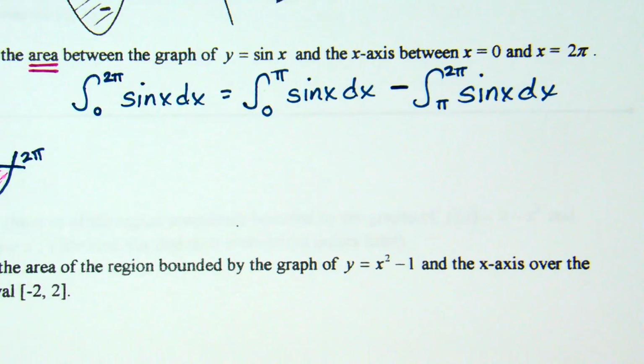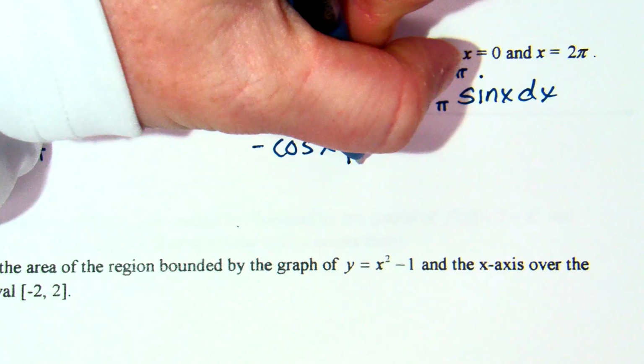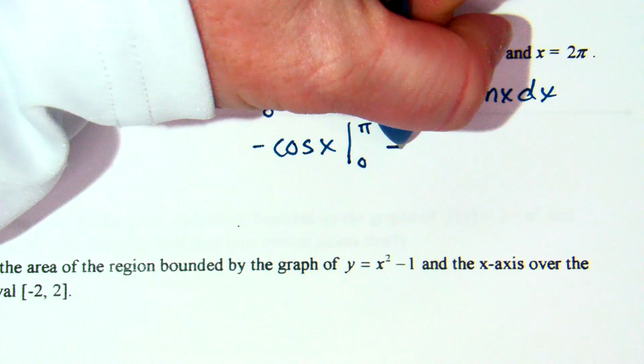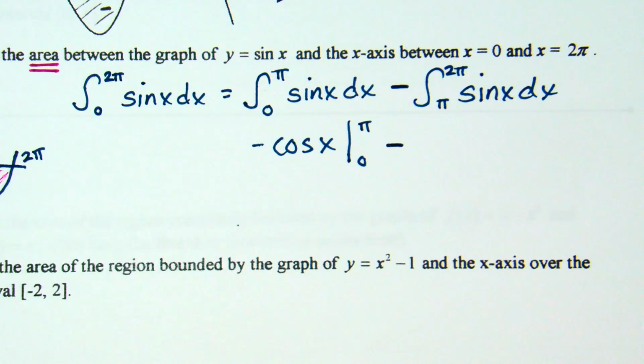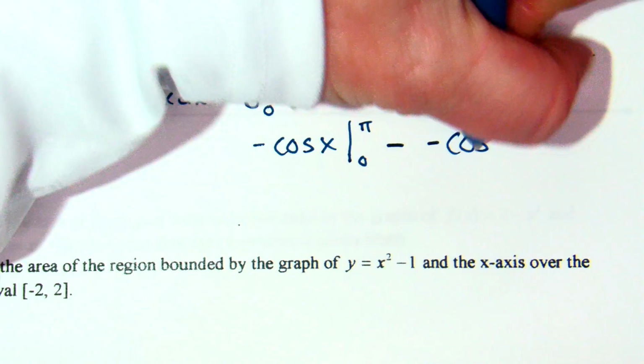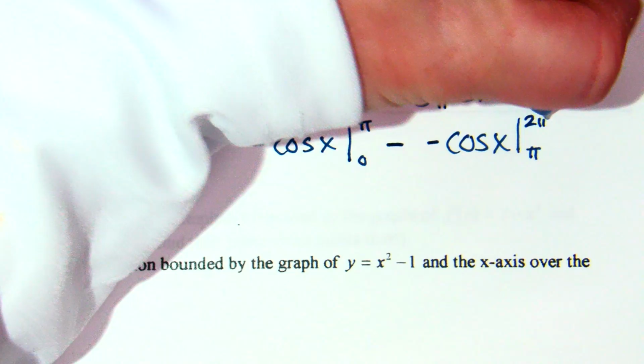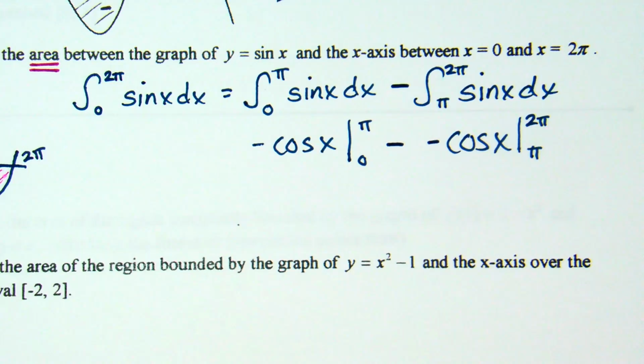Yep, negative cosine x. So on this first one, we're going to do the integral of negative cosine x evaluated between 0 and pi. Minus, well, the integral of sine x again is negative cosine x. This time it will be evaluated from pi to 2 pi.